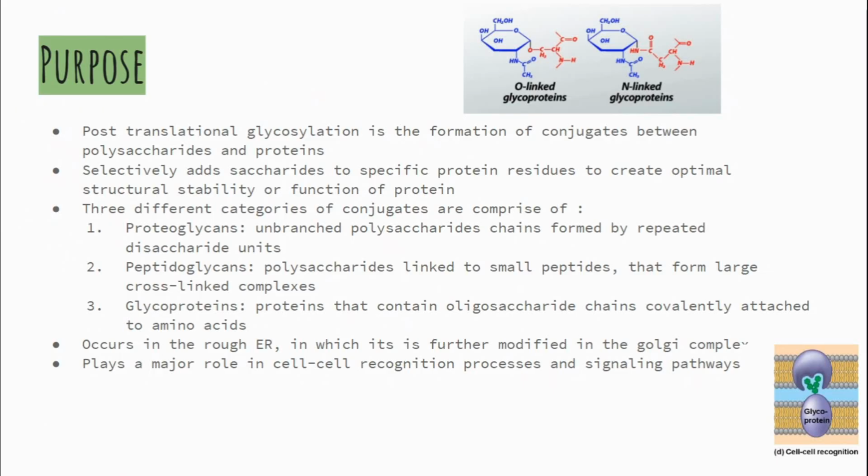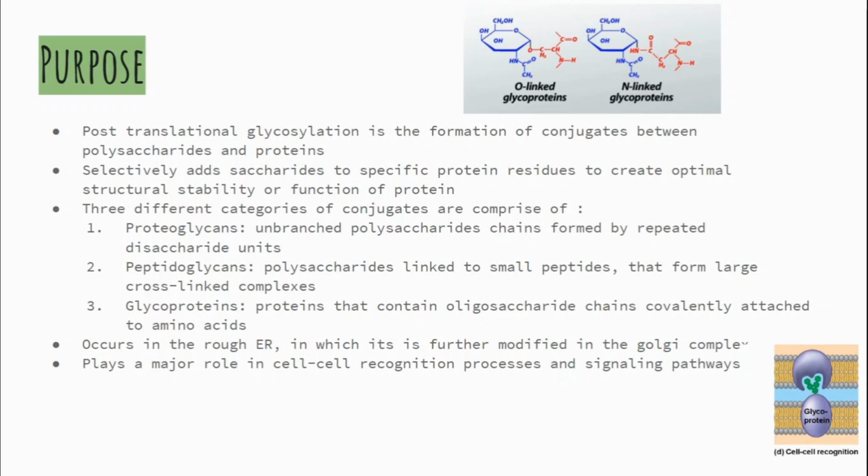Post-translational glycosylation is the formation of conjugates between polysaccharides and proteins. What it does is add saccharides to specific protein residues in order to create optimal structural stability as well as to improve the function of the protein.